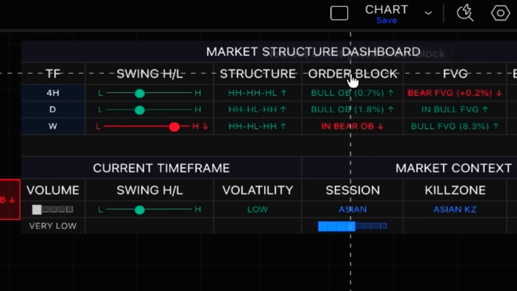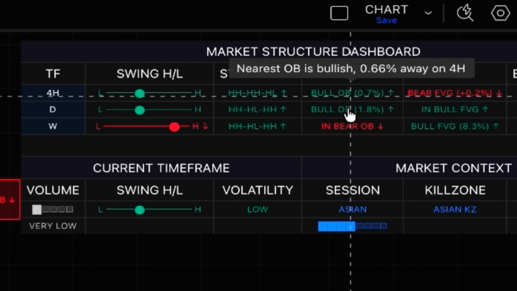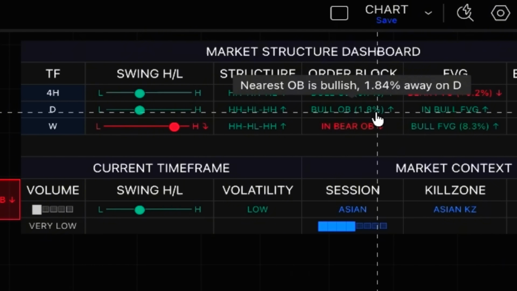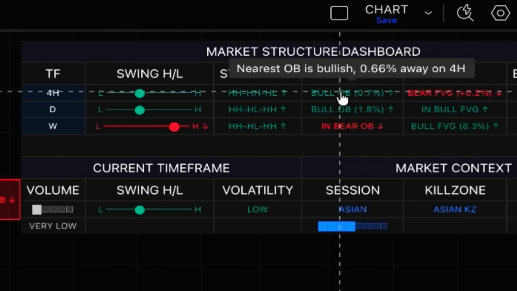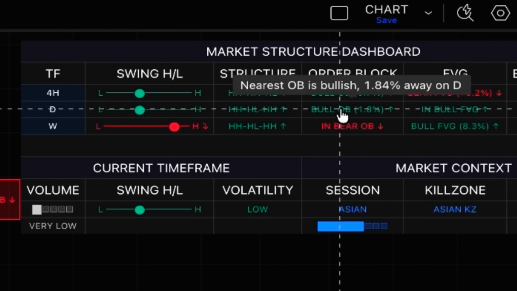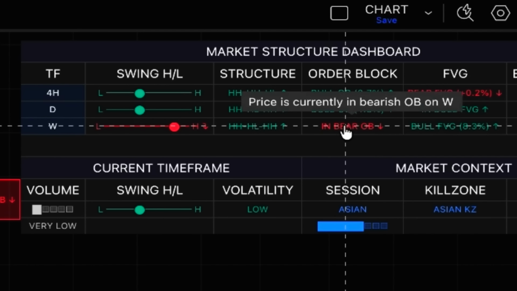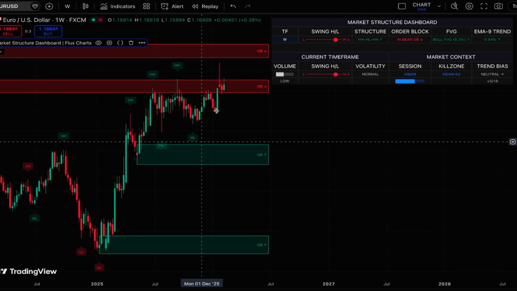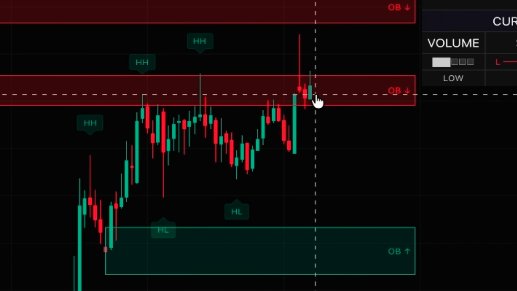Here in the dashboard, the indicator gives us information about order blocks on different time frames, and it tells us the position of the price relative to the nearest order block. For example, at the moment, on the 4 hours time frame, the nearest order block is bullish. Similarly, on the daily time frame, the nearest order block is bullish. But on the weekly time frame, it says that the price is currently inside a bearish order block. If we change to the weekly time frame, we can clearly see that the price is inside the identified bearish order block.